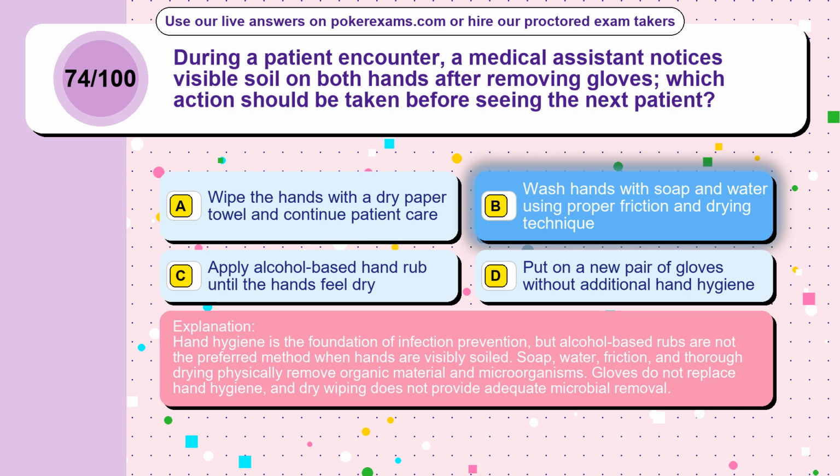Hand hygiene is the foundation of infection prevention, but alcohol-based rubs are not the preferred method when hands are visibly soiled. Soap, water, friction, and thorough drying physically remove organic material and microorganisms. Gloves do not replace hand hygiene, and dry wiping does not provide adequate microbial removal.